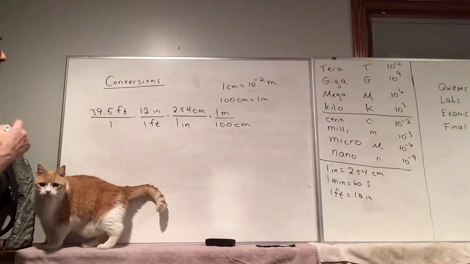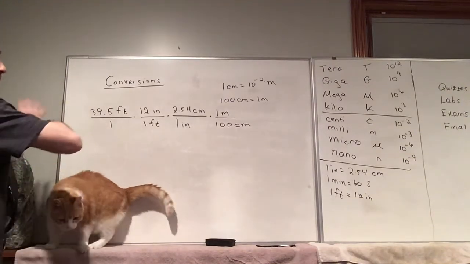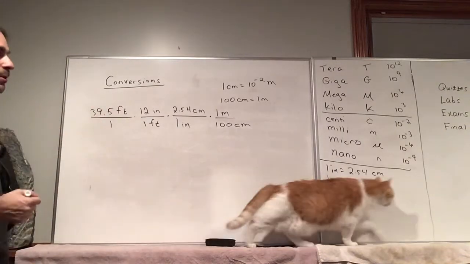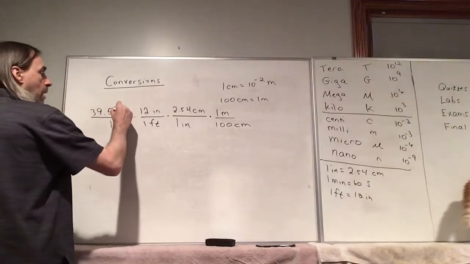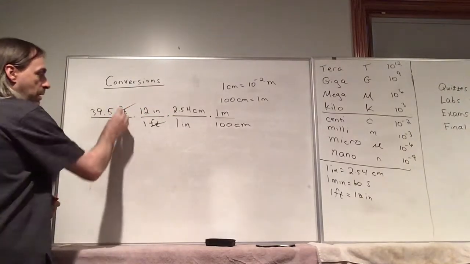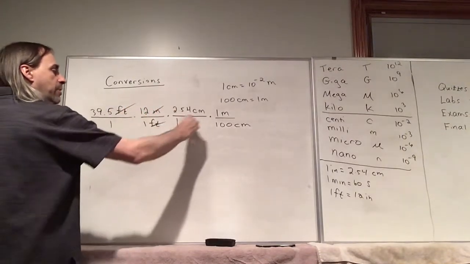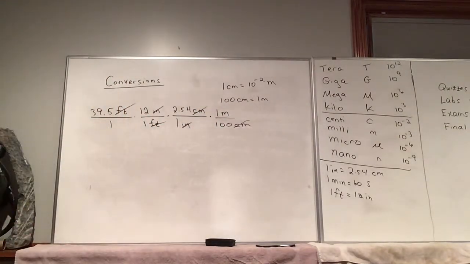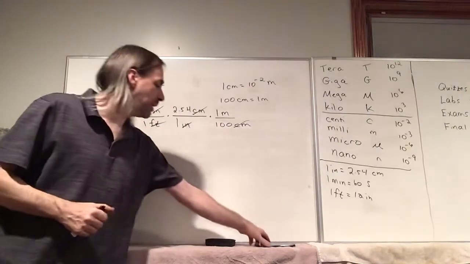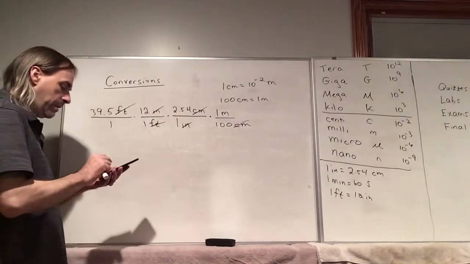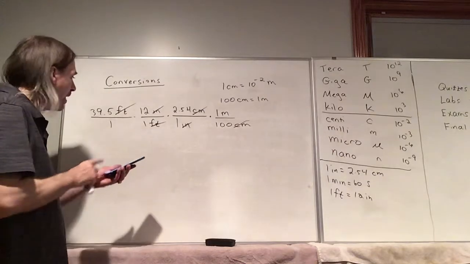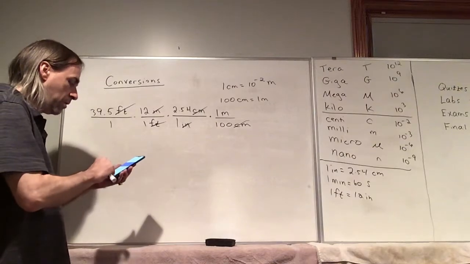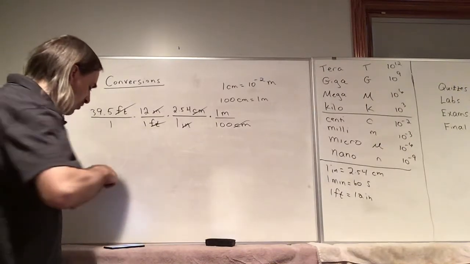Okay, so let's go through where we treat units like we would treat variables. So like one on top, one on bottom, they cancel out, inches cancel, centimeters cancel, and we're left with meters. And then we just have to multiply the numbers. So let's do that. 39.5 times 12 times 2.54, and this would be around 12 meters.